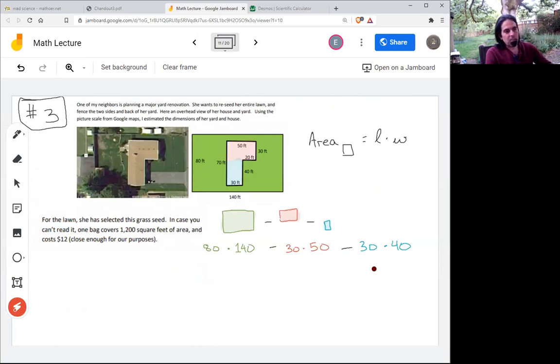I could put all of this in my calculator. Calculators handle this just fine. Do I need to put parentheses around my stuff?